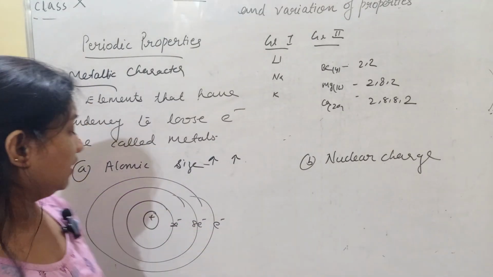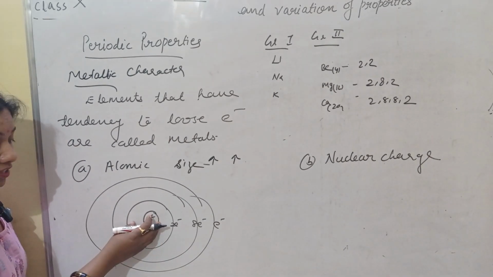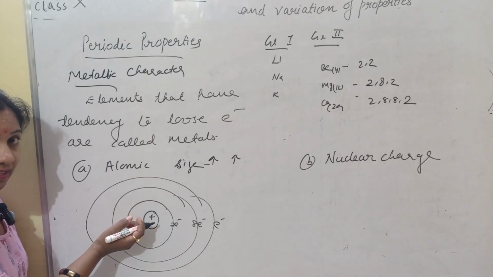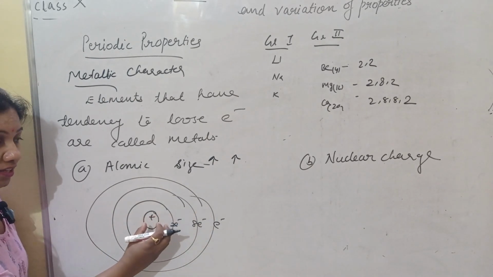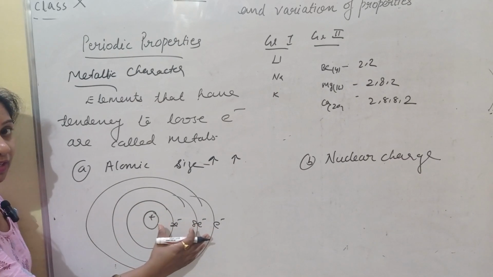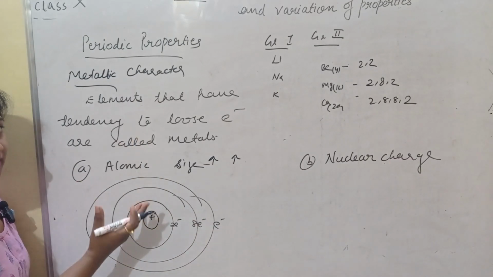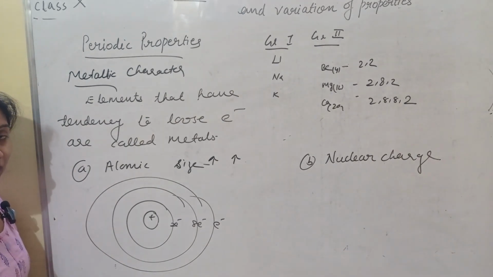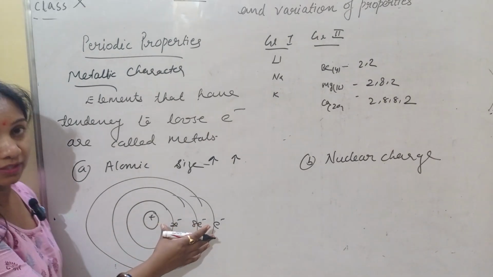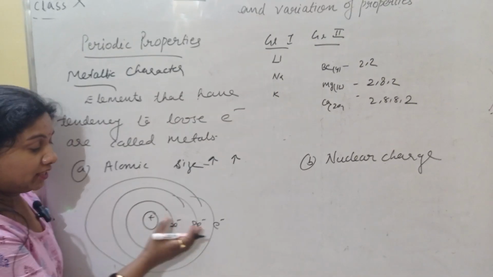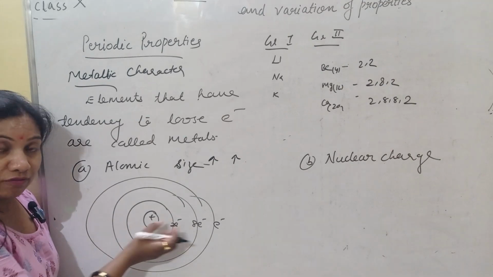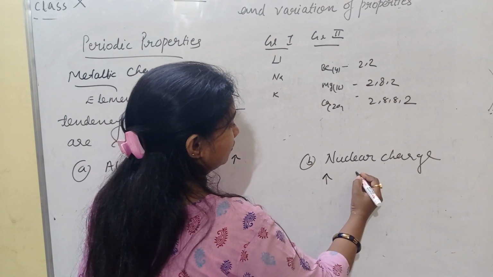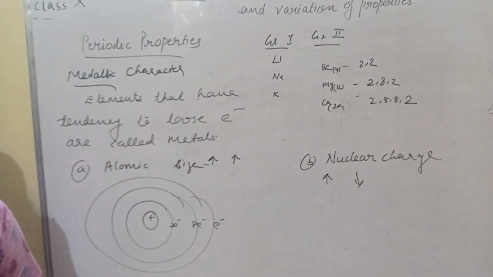Nuclear charge. If there is an increase in nuclear charge, meaning the positive charge is more, it will attract the electron with greater force. As a result, the size will shrink and the removal of electrons will become difficult. So metallic character will also decrease, because for metallic character we want the removal of electrons, but here the electron is getting attracted towards the nucleus with greater force due to the nuclear pull, so removal will become difficult. So an increase in nuclear charge will decrease the metallic character.